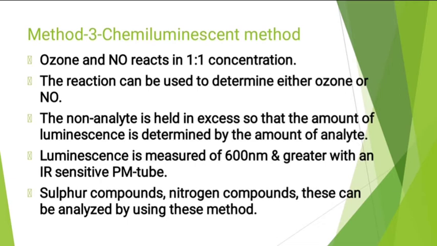Here, luminescence is measured at 600 nanometer and greater with an IR sensitive PM tube. Means simply a photomultiplier tube is used in the visible and the IR region, and the measurement can be done at 600 nanometer or greater. Here, the sulfur compounds and nitrogen compounds can be analyzed side by side with ozone.